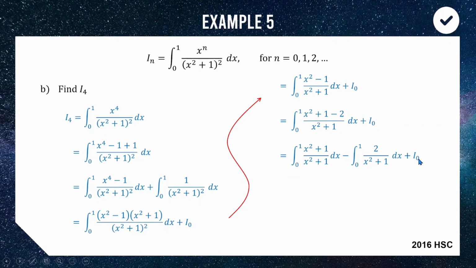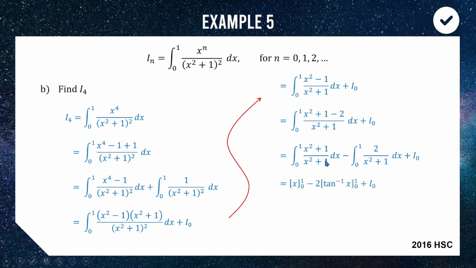Now this is looking good because the front integral is just the integral of 1, which is super easy to integrate. And then we have take away 2 times 1 over x squared plus 1, which again, we've already done. This can be achieved using inverse tan. So we keep splitting it apart until we get down to stuff that's easy to integrate. And now we kick on and do some calculus.